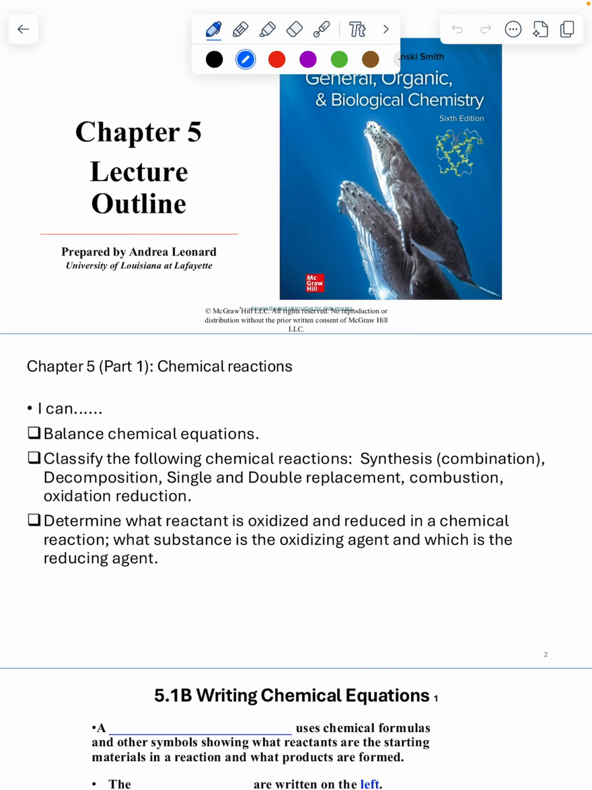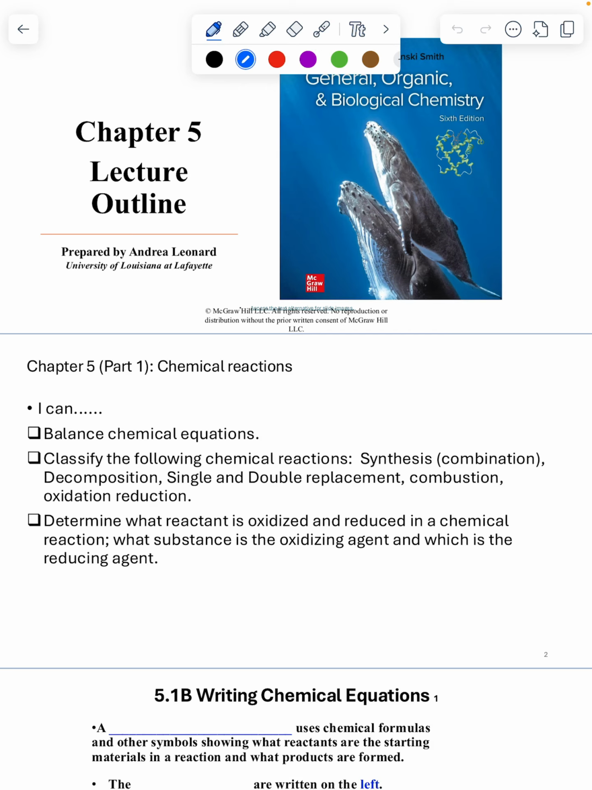This is Chapter 5, Part 1. This section is going to be all about chemical reactions. So we start with the learning objectives. By the end of this presentation and your practice, you should be able to balance chemical equations.